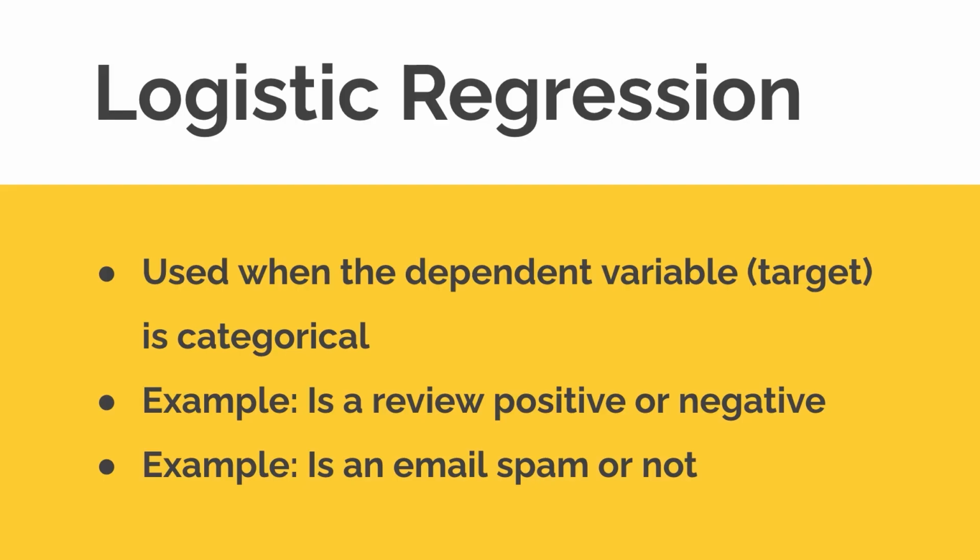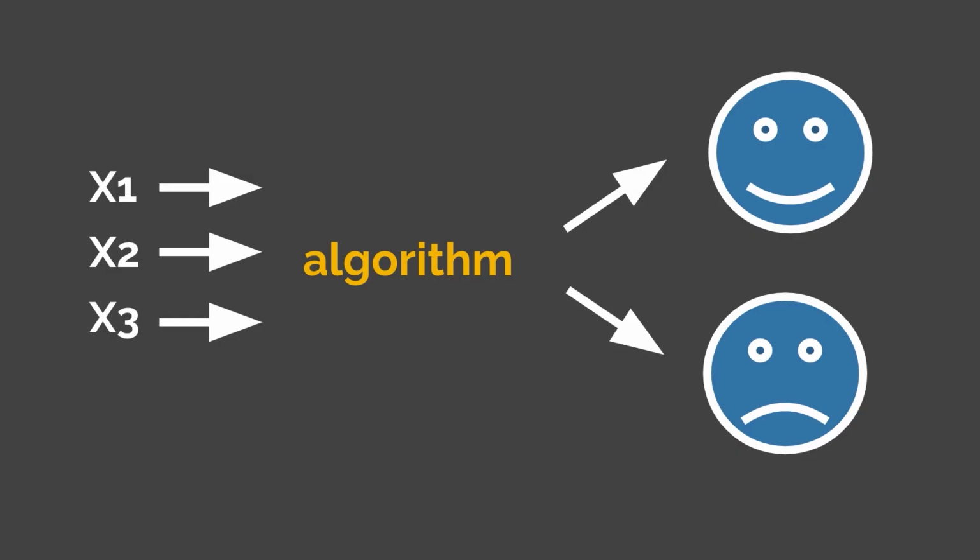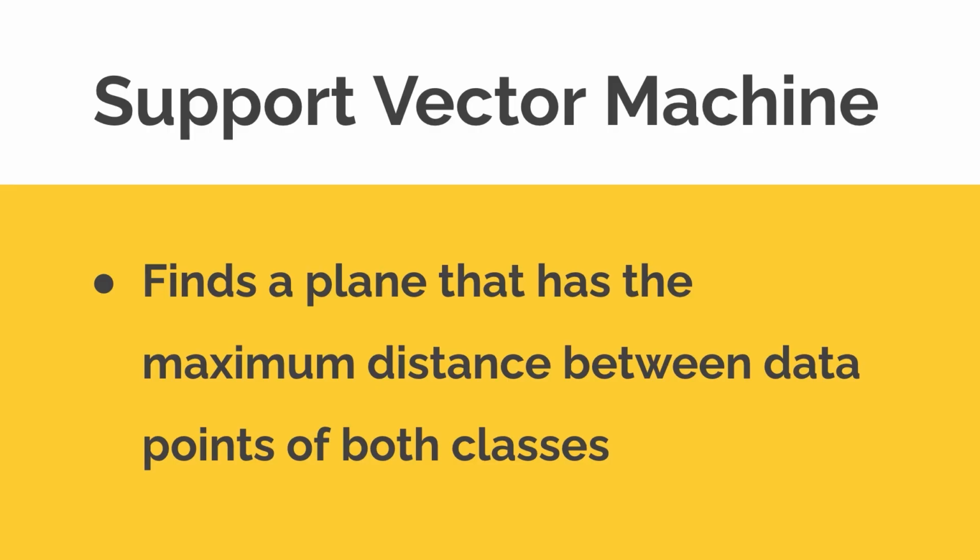Another type of classification algorithm is logistic regression. And this is used when the dependent variable is categorical. So it is similar to linear regression, but instead of having an output that's continuous, the output is a class or a category. And for example, it can classify, is a review positive or negative, or is an email spam or not spam. So it will take in different features, for example, features x1, x2, x3, and it will feed them to an algorithm and produce a result.